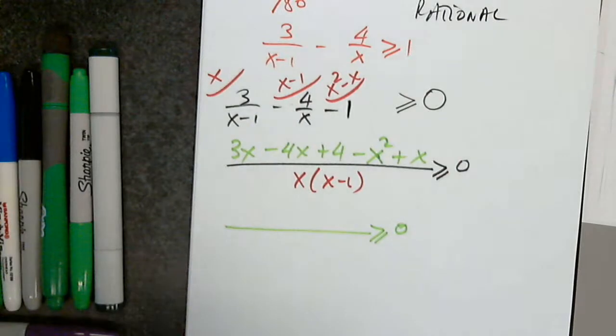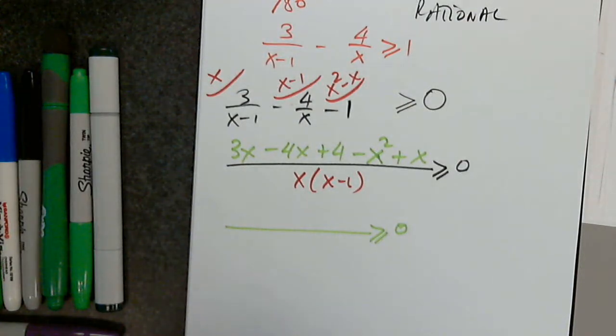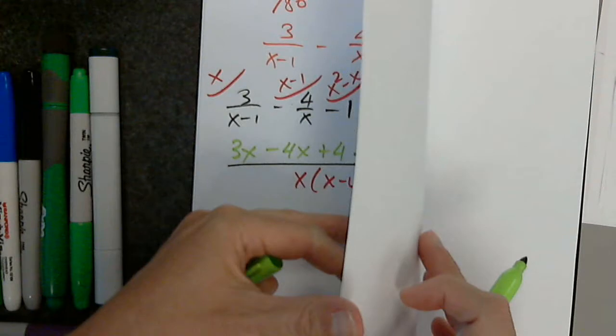How come that no one said, why don't you multiply both sides by x times x minus 1? No one said, let's multiply both sides by x times x minus 1. Because it would be an inequality, would it? No. So for example, this is also an inequality.